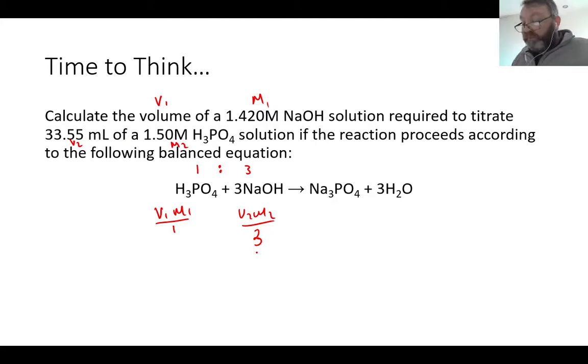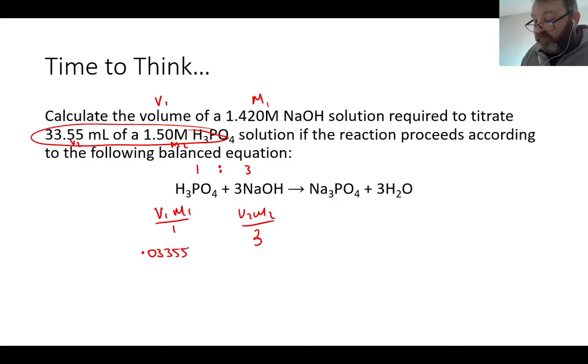Okay, now we've got to be careful that we keep these things under one another. So we're dealing with the phosphoric acid over here. The phosphoric acid is 33.55 millilitres of a 1.5 molar phosphoric acid. So there's everything you need about phosphoric acid. So put it under here. What's the volume of phosphoric acid? 33.55 millilitres, 0.0335 litres, multiplied by the molarity of H3PO4, 1.5, all over 1, is equal to NaOH. Well, what is the volume of NaOH? That's what we're looking for. Times the molarity of NaOH, 1.42, all over 3.